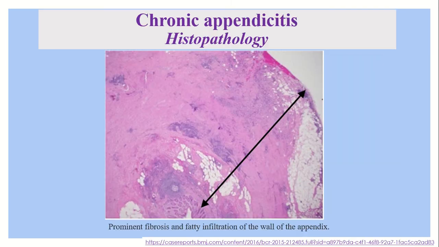And here we see chronic appendicitis, the histopathology, with prominent fibrosis and fatty infiltration that we can find in the wall of the appendix.